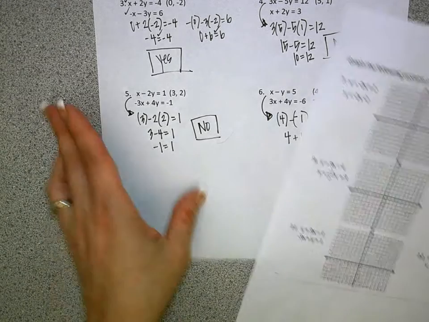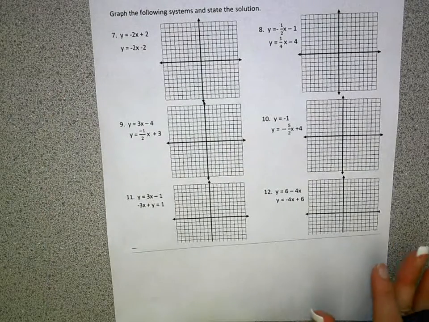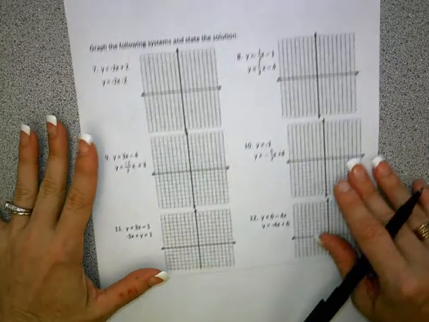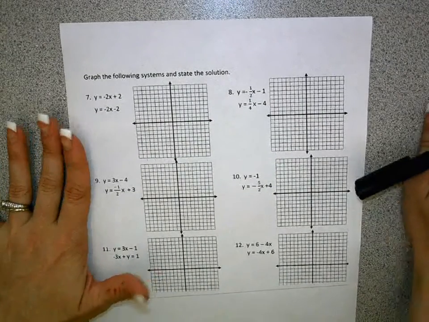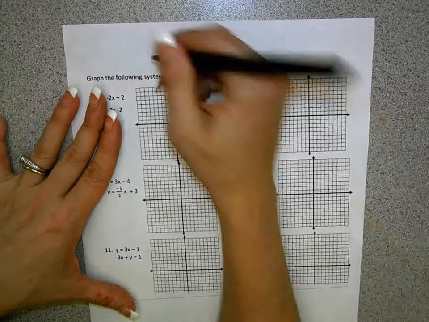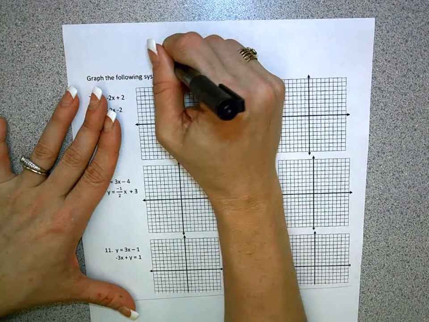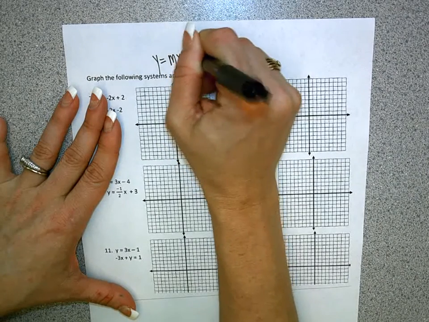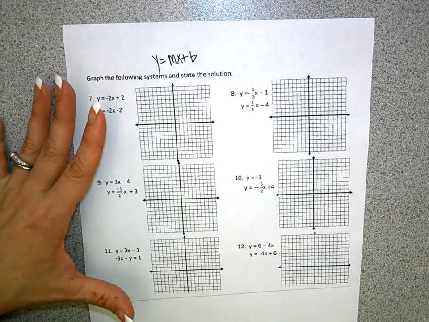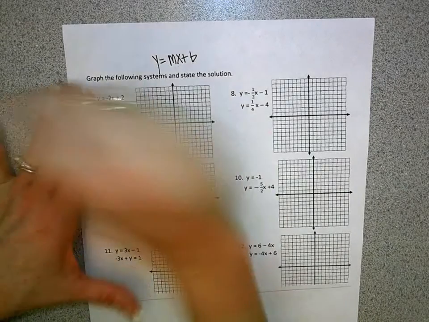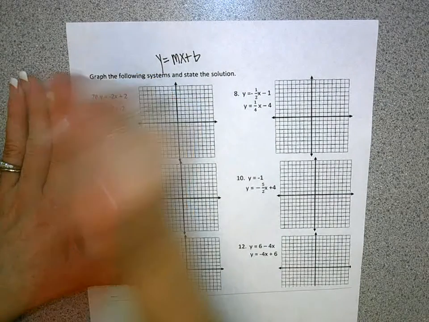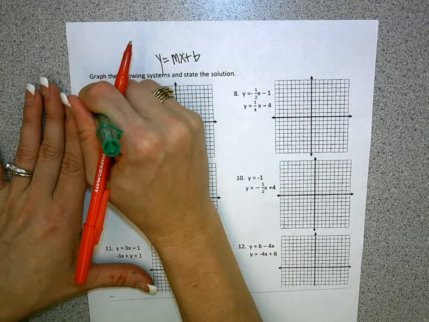Okay, on the graphing: graph the following systems and state the solution. We're trying to figure out where two graphs cross. Before you can graph things, what form do they need to be in? Y equals mx plus b. Does anyone remember what form that is called? Slope-intercept form. So I'm going to graph these in 2 different colors. We're going to do red and green.